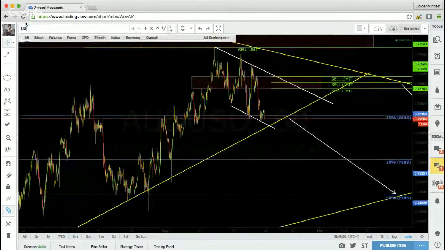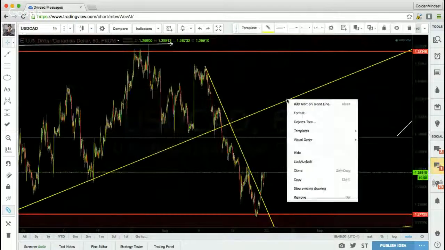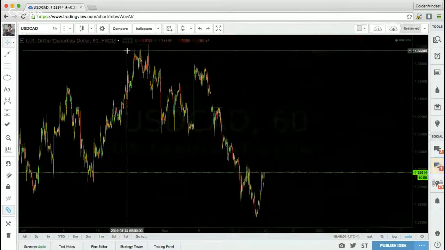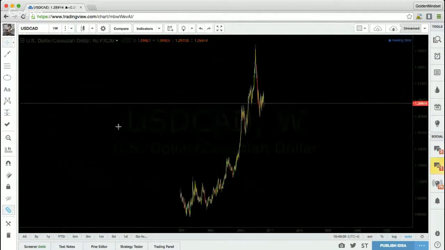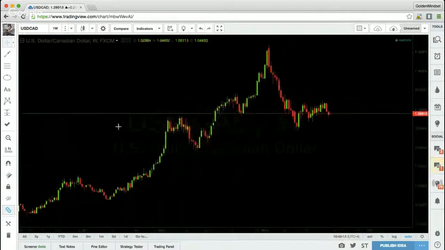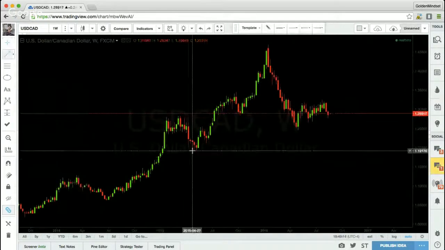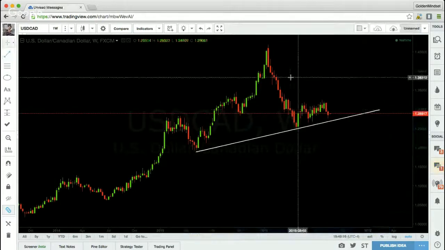For example, we're actually gonna do USD CAD, right? Look, USD CAD. So what am I gonna do with USD CAD? I'm gonna go on the weekly chart. All right. So here I have the weekly chart. I'm gonna be looking for a trend line. So this is the trend line I'm gonna be looking at, right?